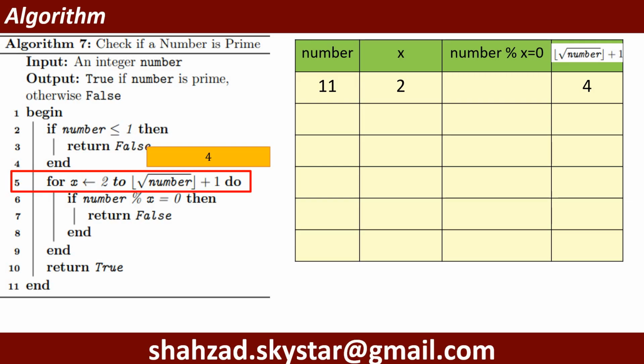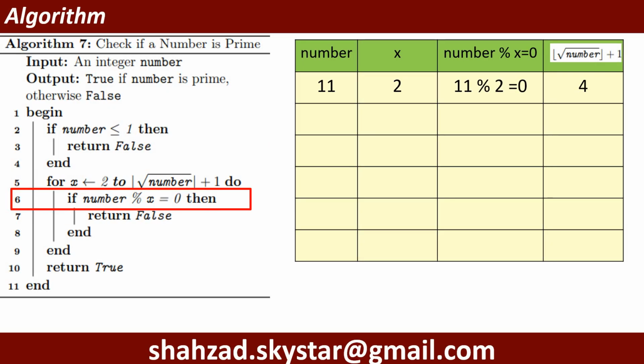In case of 11, it will check if 11 is divisible by 2, by 3, by 4; if not, then we can say this number will be prime. No need to check all other numbers, because after this they will start the multiples of these divisors. Okay, they will check number percentage of x. Number is 11. Percentage x, value of x is 2. 11 divided by 2, because 2 fives are 10, the remaining value will be 1, and 1 equal to 0, that is not equal.